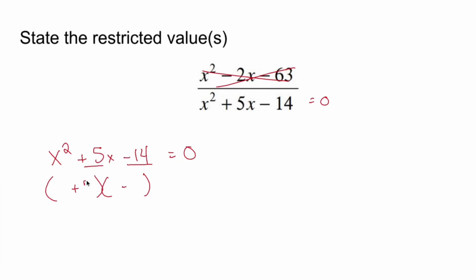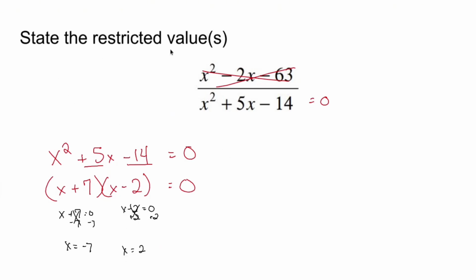The 7 is going to be positive and the 2 is going to be negative, because that adds up to positive 5. So you have x plus 7, x minus 2. Now this is the zero product property. Each factor is going to be equal to 0. So x plus 7 equals 0, x minus 2 equals 0. Subtract 7, x equals negative 7. Add 2 over here, x equals 2.